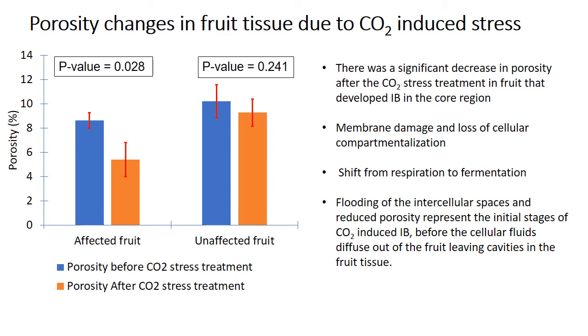There was a significant decrease in affected tissue porosity after the carbon dioxide stress treatment in fruit that developed browning. This is likely due to membrane damage and loss of cellular compartmentalization caused by a shift from respiration to fermentation. Membrane damage causes leakage of cellular fluids into the intercellular spaces, and this reduces the porosity of browning affected tissue. Flooding of the intercellular spaces and reduced porosity represents the initial stages of carbon dioxide-induced browning before the cellular fluids diffuse out of the fruit, leaving cavities within the fruit tissue.